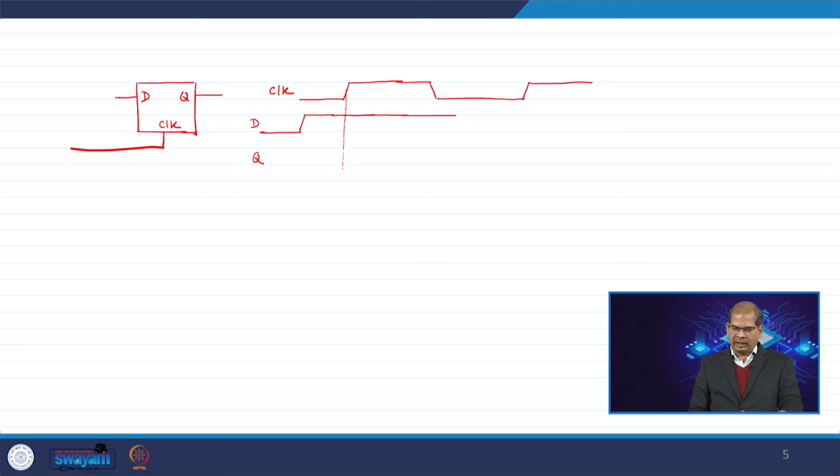The Q will appear after the rising edge of the clock, it will take some minimum time and some maximum time. So, what is the minimum time? Here you have a minimum time, and it will take some maximum time to settle to the actual output, and it takes some minimum time before it starts to glitch. So, this time is one timing parameter and this time is another timing parameter, okay. So, this time is my T clock to Q minimum and this time is my T clock to Q maximum.